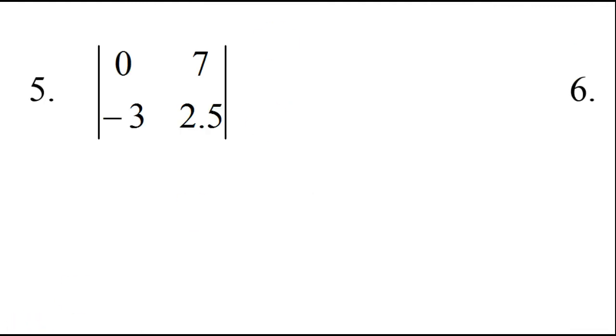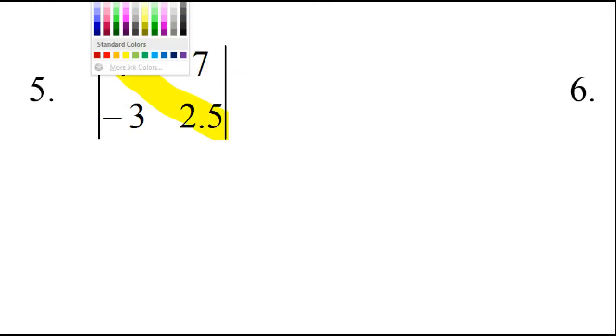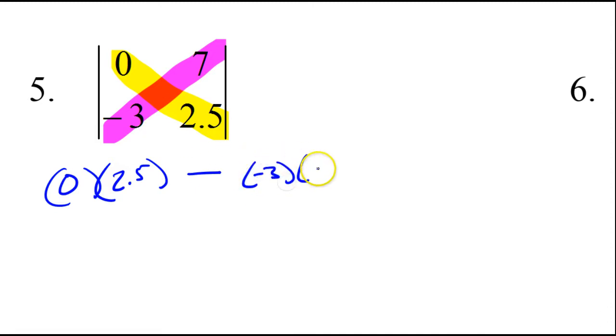Alright, and again, number 5. It's going to be, hold on, that's too big, the down diagonal minus the up diagonal. So the down diagonal is 0 times 2.5. The up diagonal is negative 3 times 7. So this is going to be 0 plus 21. Okay, this is negative 21, but minus a negative is a positive. So the determinant will be 21.